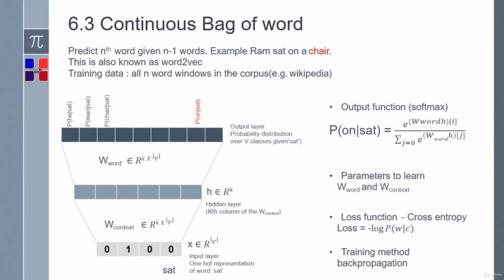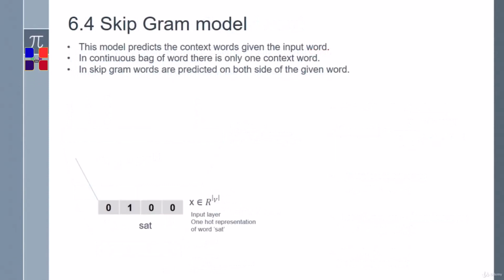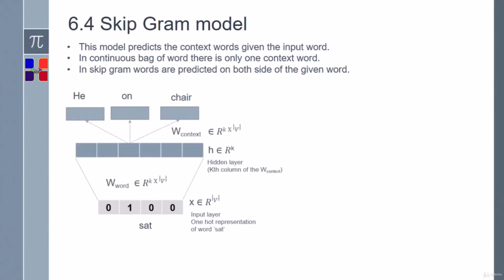Okay, and yeah, training method is backpropagation. Another model that is known as skip-gram model. This works something similar, but it has some variability also.